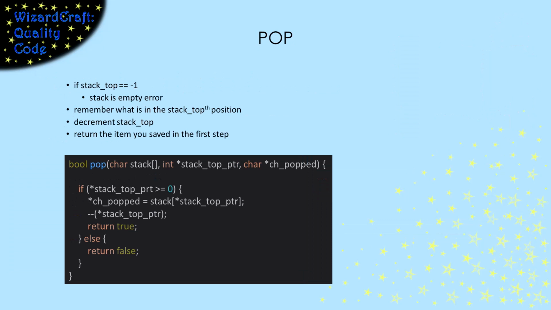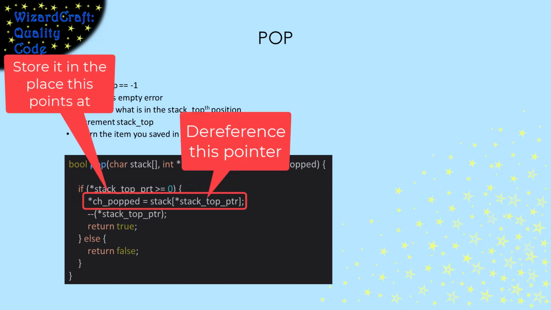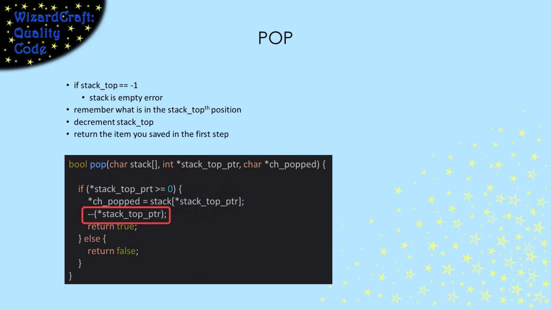Once you've figured out push, pop isn't so bad. It has 3 parameters: our stack, the pointer to our stack top, and a pointer to where we should store the thing we popped. The code checks to make sure our stack isn't empty. If so, it stores the thing that is in the position stack top pointer's int indexes, and then decrements the integer that stack top pointer points at and returns true. If the stack was empty, it just returns false.